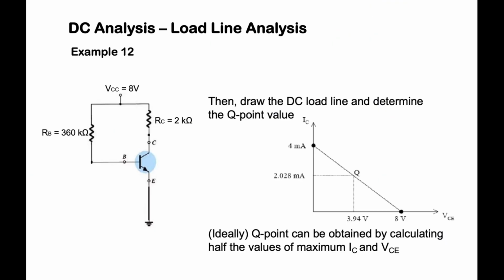Now let's look at example number 12. We need to form the DC load line. It's given to us the graph here, IC and VCE. So first of all, we need to draw the DC load line. How do we draw it? Of course, we need to use the KVL at the output loop. The KVL at the output loop will give us, but by right, I think you should have memorized it already.